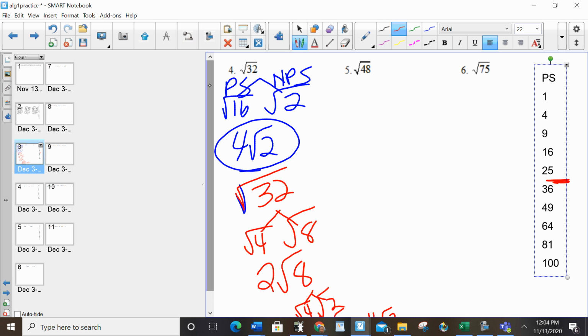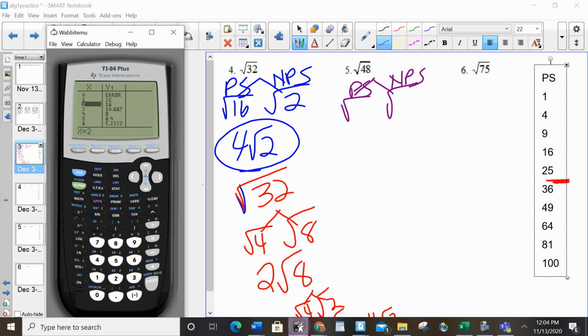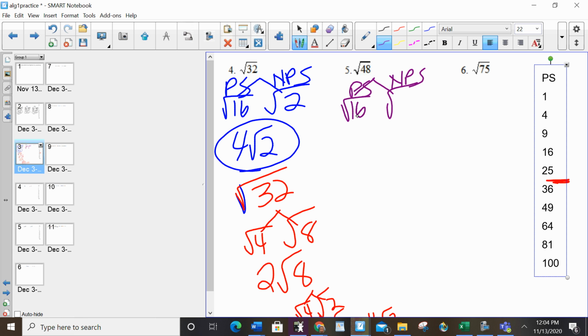All right, 5, same type of thing. Even though 4 does go in, 4 is not the largest number on the list that goes in. If you use your calculator trick, 48 divided by x. 48, no. 24 is not on the list. 16 is. 16 and 3. Take the square root of the perfect square. Non-perfect square comes down. That's your answer.